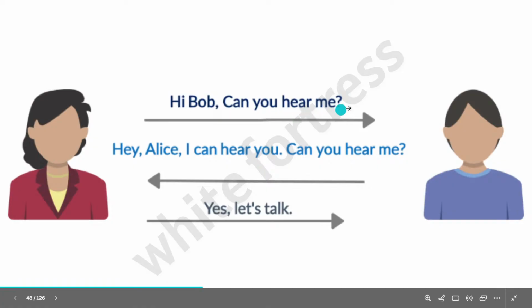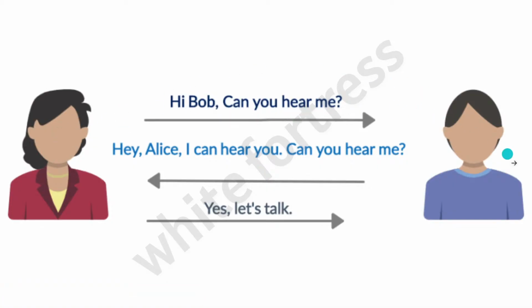Next, we have Alice. Alice says, "Hi Bob, can you hear me?" She is checking whether Bob is reachable or not. Then Bob says, "Hey Alice, I can hear you." Bob acknowledges that you are reachable, Alice; your messages are reachable to me. Then Bob asks, "Can you hear me? Are my messages reachable to you or not?" Alice says, "Yes, you are also reachable." Now whatever data they have to share, they will start sharing the data.